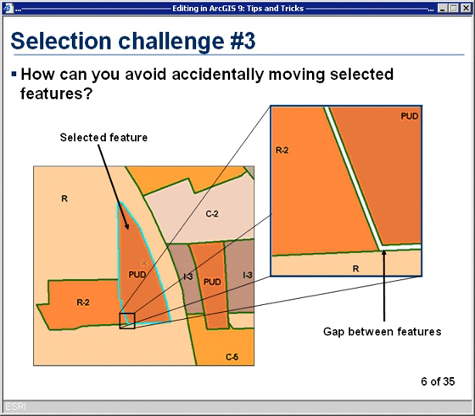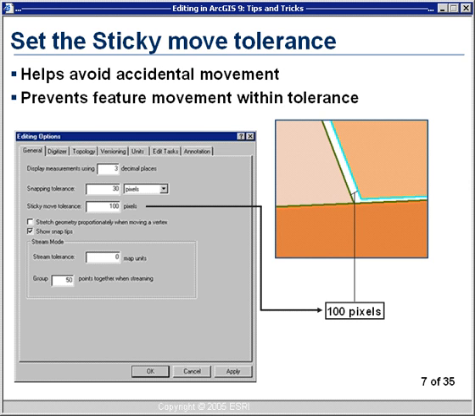Another selection challenge we find fairly often is that once we've selected a feature, we may have inadvertently moved that feature without really thinking about it or without really intending to move the feature. How do I solve that problem?